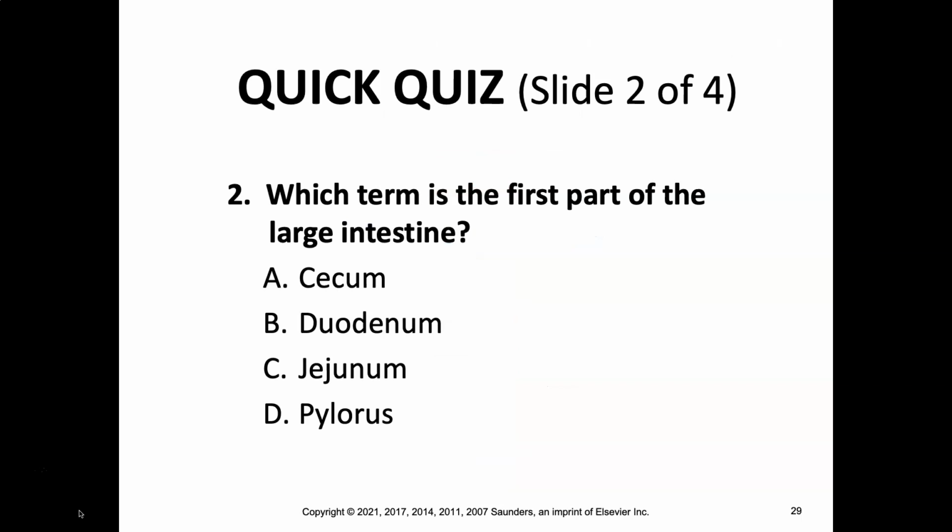All right, what's the first term? Part of the large intestine. You can do this. Think about it. The duodenum and jejunum are part of the small intestines. You know it's not those. And the pylorus belongs to what part? The stomach. So what does that leave you?